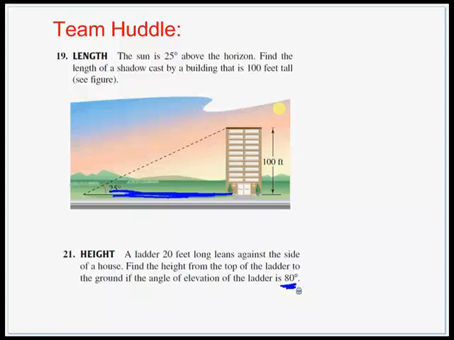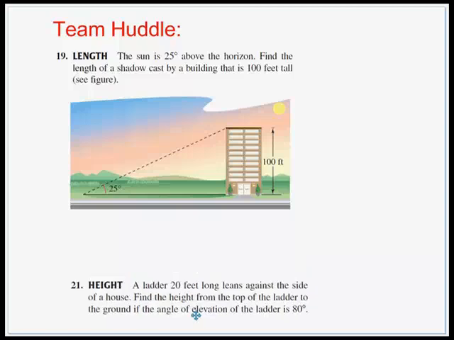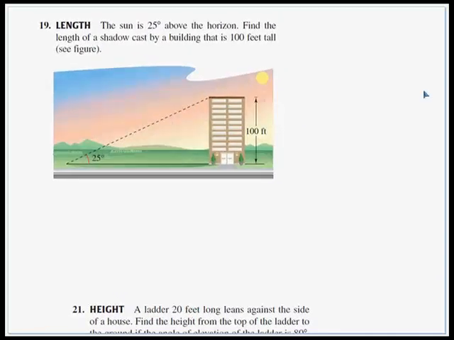So let's check out this first one. The sun is 25 degrees above the horizon. This is our 25-degree angle. Find the length of the shadow cast by a 100-foot building. So we're looking for this length. How long is that side? We know the height is 100. So we have our angle, we have the opposite side, we want the adjacent side. Opposite and adjacent means it must be tangent.